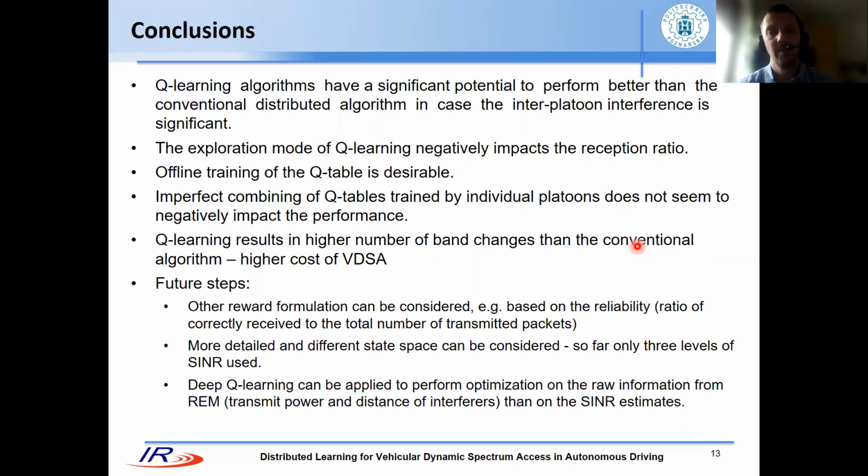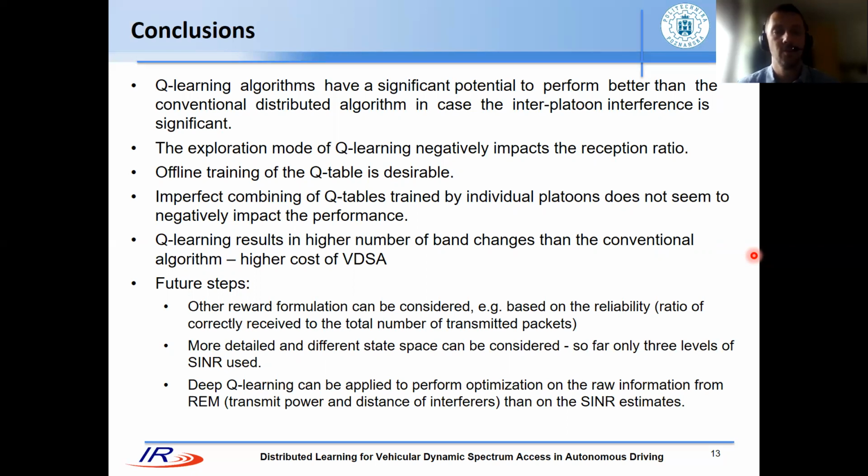So it should not here degrade the performance of our Qlearning. However, Qlearning results in general in higher number of band changes than the conventional algorithms. So we have slightly higher cost of VDSA. So we should take some steps perhaps to lower slightly this number of band changes. And of course, this work should be further extended, right? So the extension that we might consider here as a follow-up of this investigation is, first of all, to consider different reward formulation, right? Because we focus here on the average throughput, which maybe is not the best performance measure for the reliability. So we can actually go rather for the ratio of correctly received packets to the total number of transmitted packets, which will somehow represent the reliability of communication within the platoon.